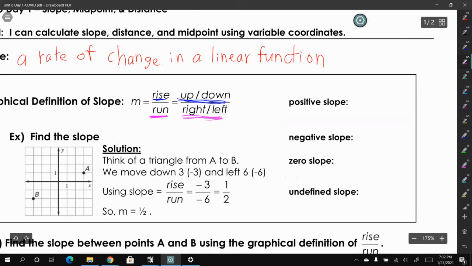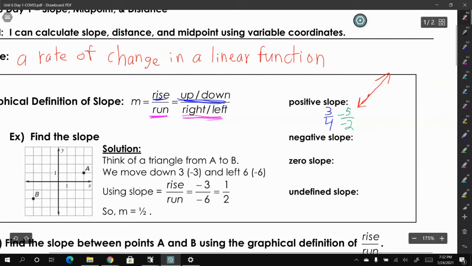So a positive slope has a line going up and to the right. An example of a positive slope could be like 3 over 4. Another example of a positive slope could be negative 5 over negative 2, because a negative divided by a negative is equal to a positive.